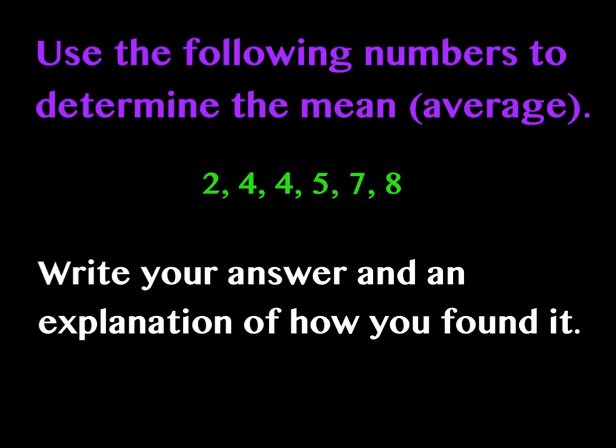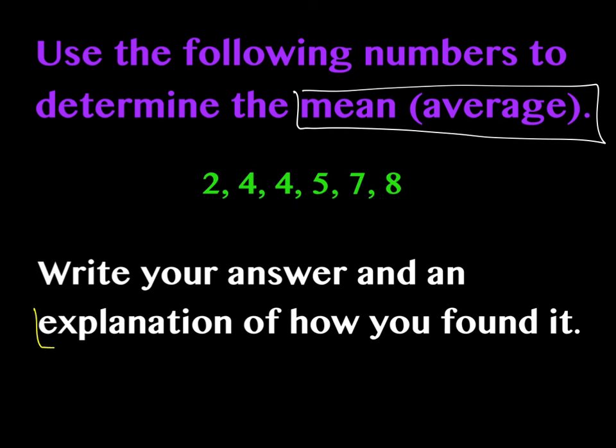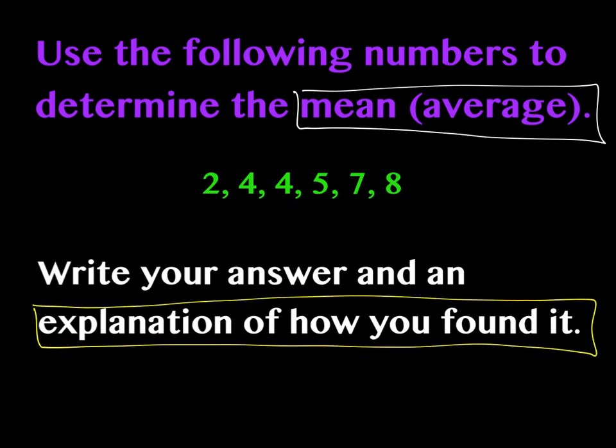So now what I would like you to do, I would like you to use the following numbers to determine the mean or the average, or as the book mentions, the evened out for the numbers 2, 4, 4, 5, 7, and 8. I would like you to write your answer for the mean, or the average, and I would also like an explanation of how you found it. So just recap or explain how you go about finding the mean or the average, or again, like I said, the book refers to it as evening them out.